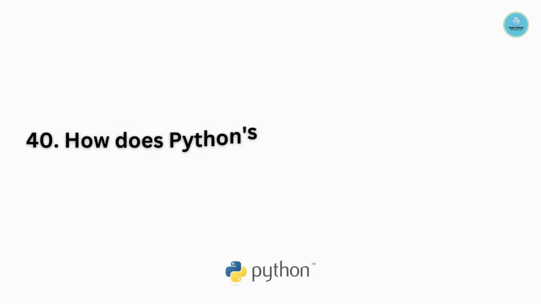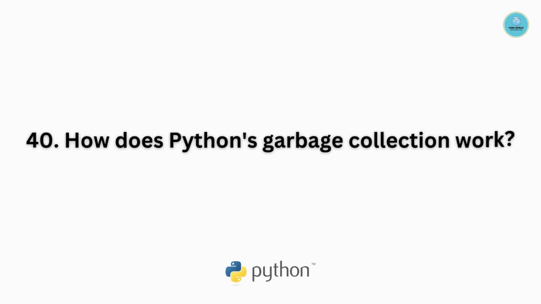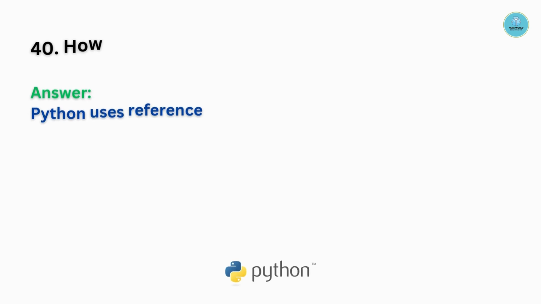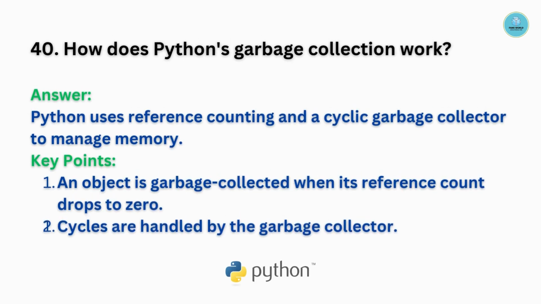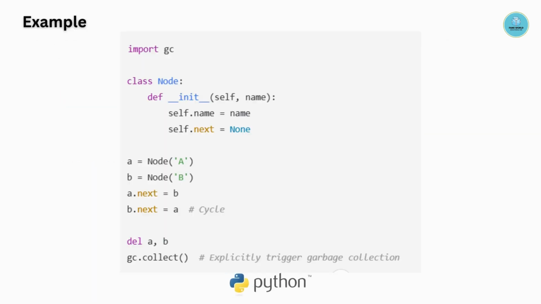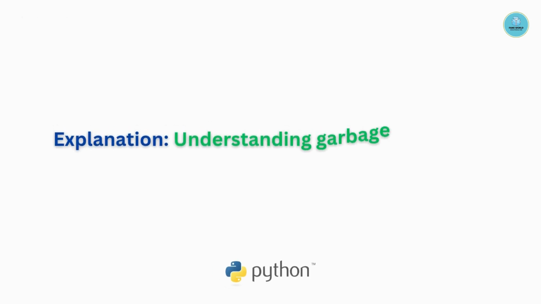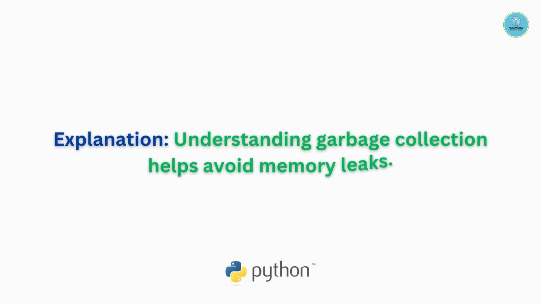Question number 40. How does Python's garbage collection work? Python uses reference counting and a cyclic garbage collector to manage memory. An object is garbage collected when its reference count drops to 0. Cycles are handled by the garbage collector. Example is as follows. Understanding garbage collection helps avoid memory leaks.